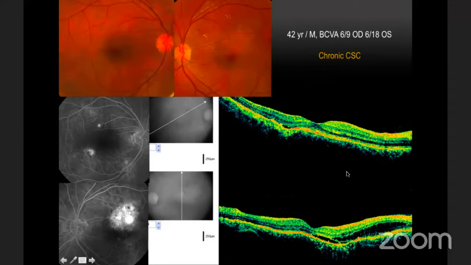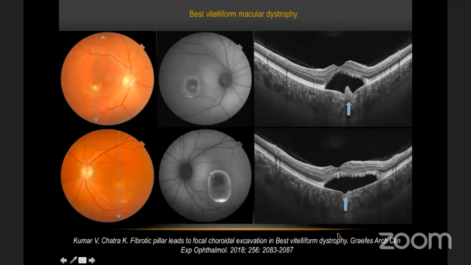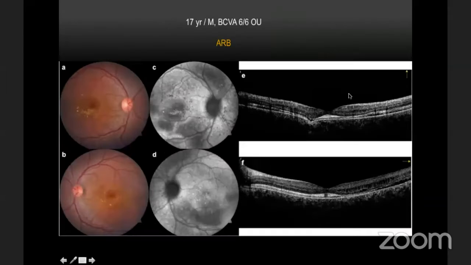This was a middle-aged male with epitheliopathy owing to CSC in both eyes. And here you can see an FCE, which is non-conforming in the right eye and a bowl type in the left eye. Now, they are commonly associated with Best vitelliform macular dystrophy. In fact, that's the commonest dystrophy which shows FCE. And here you can see it is bilateral. And there has been a hypothesis in a paper by Dr. Vinod himself that it's actually related to the occurrence of the fibrotic pillar.